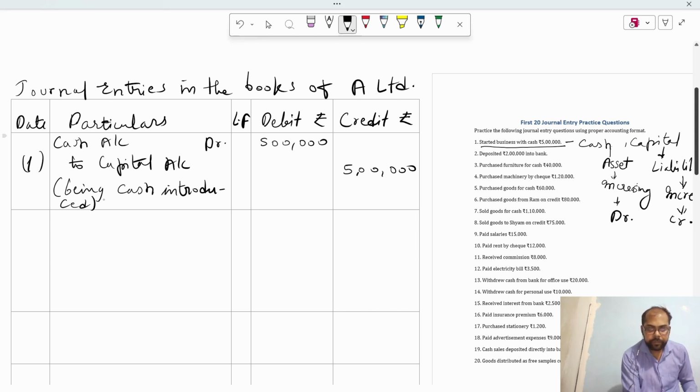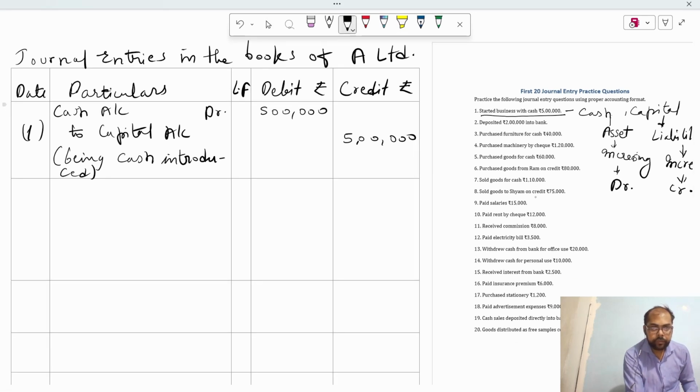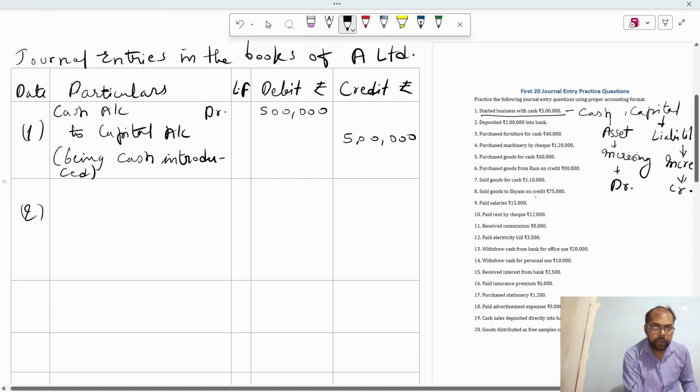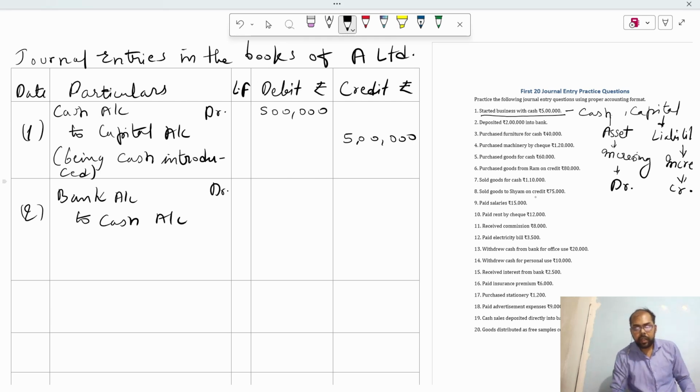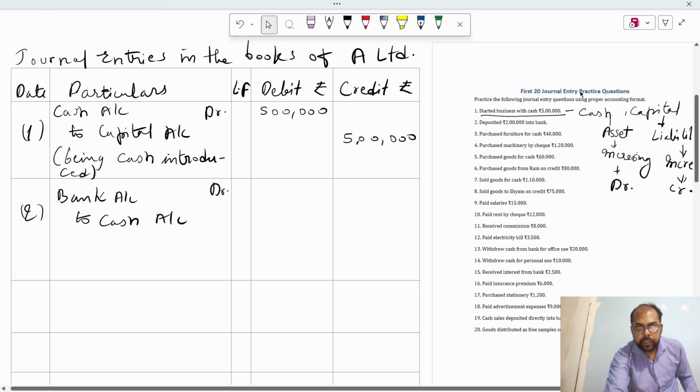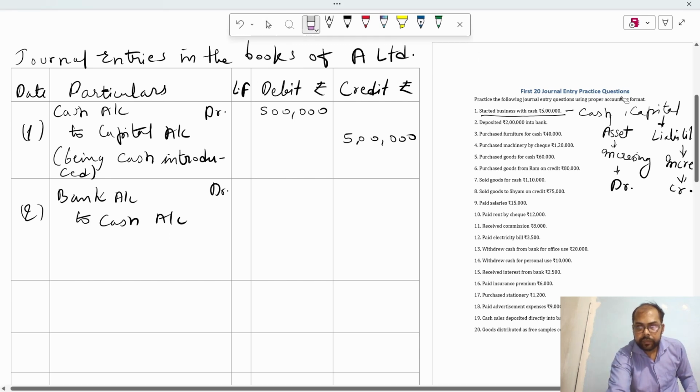Now, the second entry. Deposited 2 lakh into bank. Deposited rupees 2 lakh into bank. So again, what is bank? Bank here is an asset account. See, in this case, bank is an asset here. How? Let's understand that.